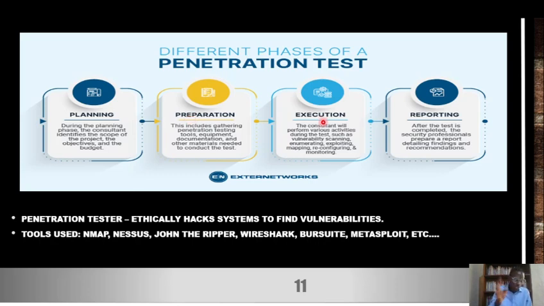Then we move to gaining access. This is the execution stage. Here we attempt to exploit those vulnerabilities and weaknesses, often using tools like Metasploit or manual methods such as brute forcing credentials or SQL injection. Then after gaining access, they maintain the access. This is what we call persistence. After breaching the system, we establish a backdoor to maintain access and continue testing further.